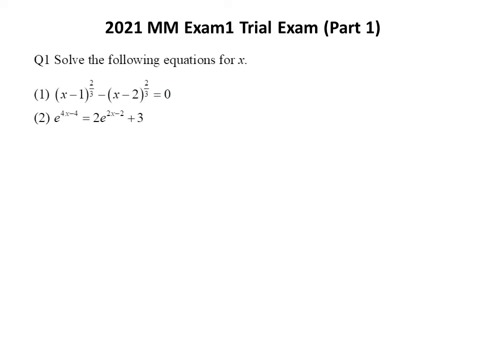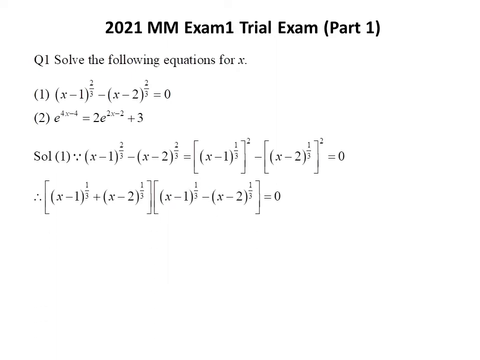There are 2 equations to solve in question 1. The first sub-question is an equation with a fraction of 2/3 as its power, while the second one is an exponential equation. Now, let's recall the factorizing formula for the difference of 2 squares.